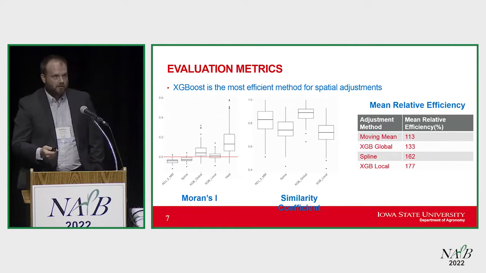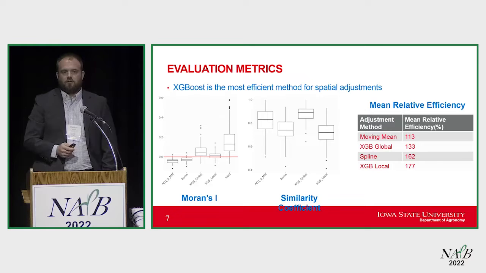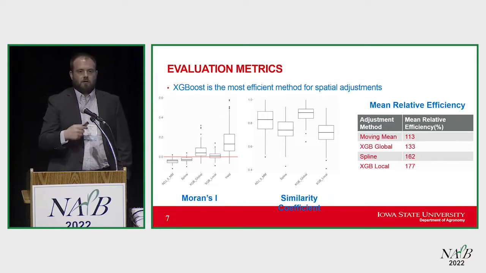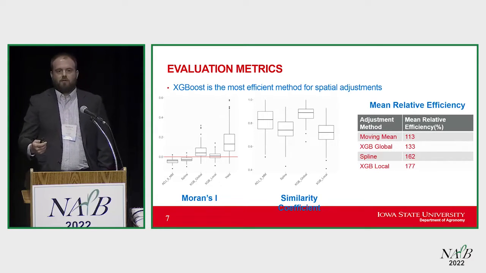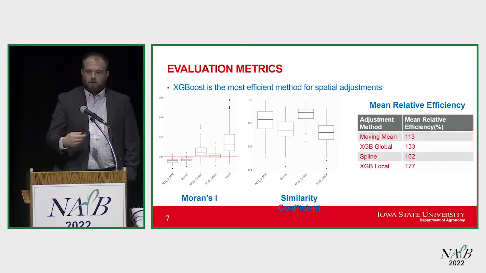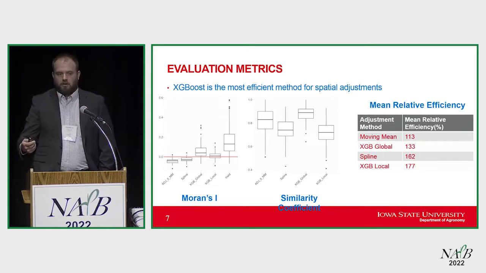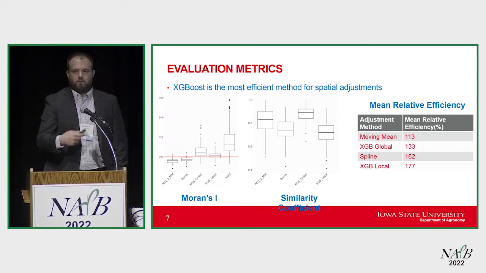Then the last method we looked at was mean relative efficiency. That mean relative efficiency is a measure of the ratio of the standard error of the differences of the checks. And what we see again is that all 4 methods are better than applying no adjustment, but we see the XGB local model performs the best.